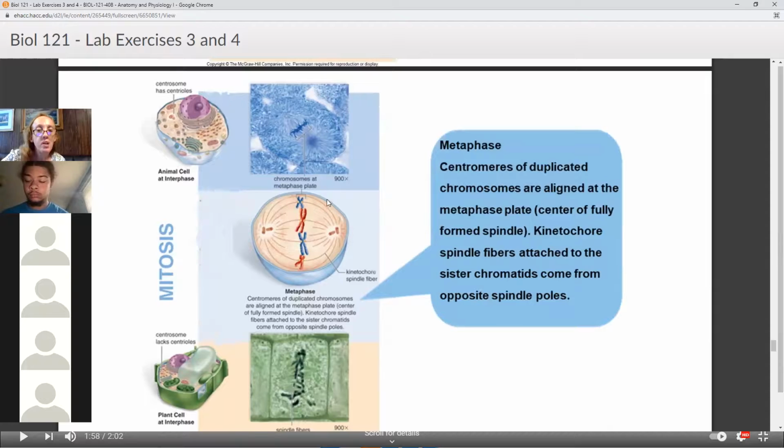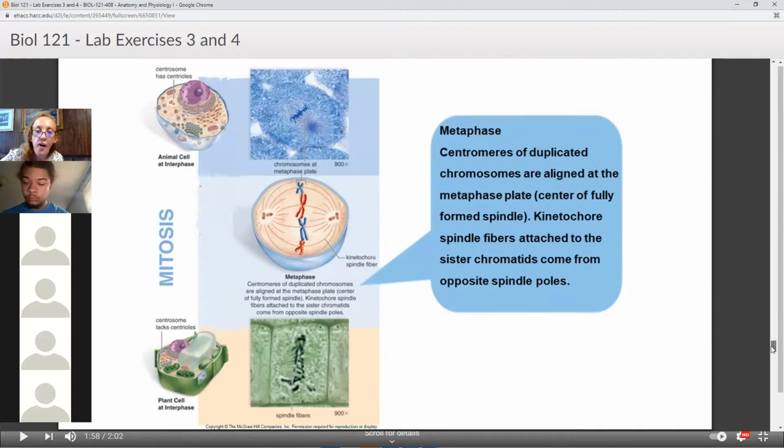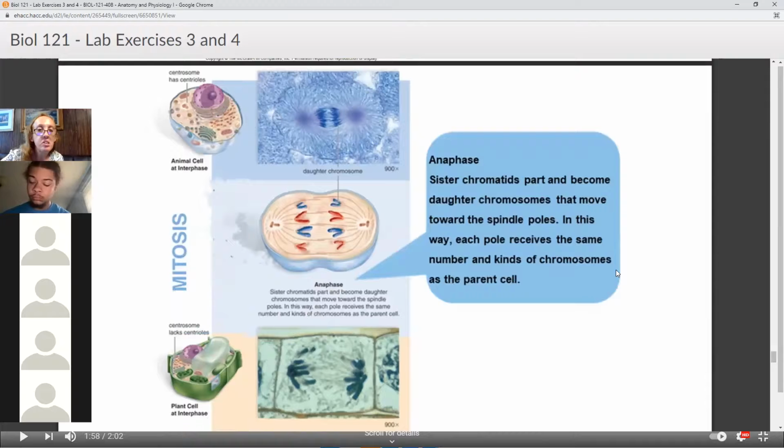The chromosomes become aligned at the metaphase plate. I like to think of metaphase as when the chromosomes are all meeting in the middle and lining up in the middle. So metaphase, meeting in the middle. Anaphase, the duplicated chromosomes separate and go towards the opposite poles. Think of anaphase as taking away. So they move to opposite sides of the cell.